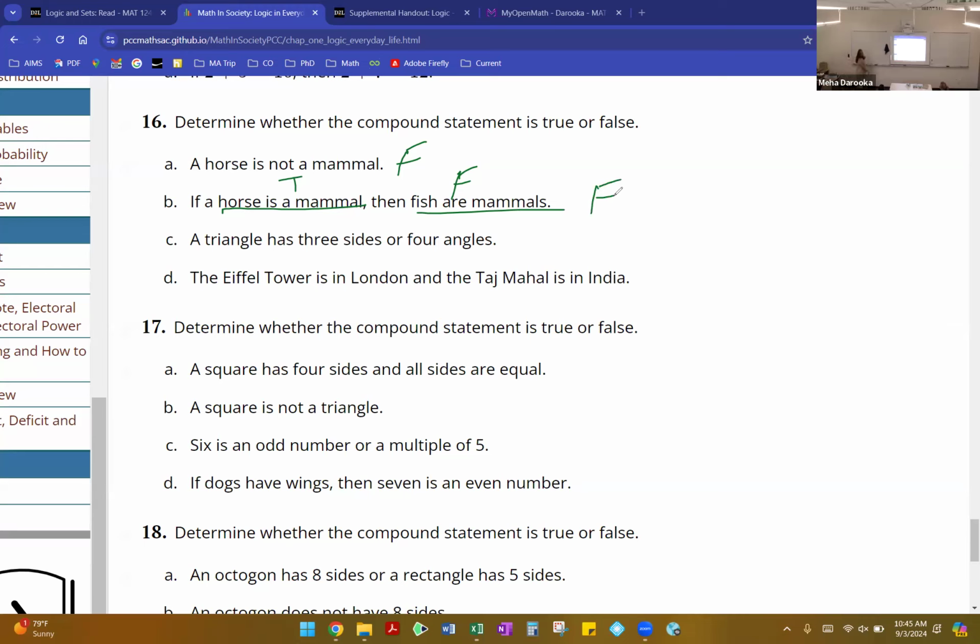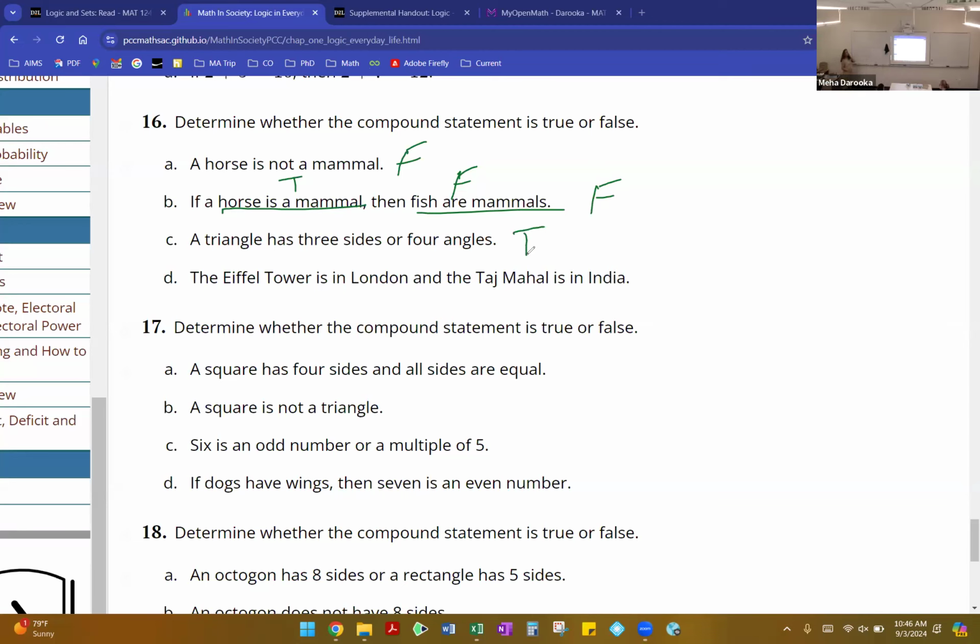All right, very good. A triangle has 3 sides or 4 angles. False. Wait a second, how is that different from the one from last time? Oh, it's not both. Because it's an or statement, as long as one part is true, the entire statement is true. We know a triangle has 3 sides, that part is true, 4 angles is false. But as long as one of them is true, the entire statement is true. Dominic, does that make sense?